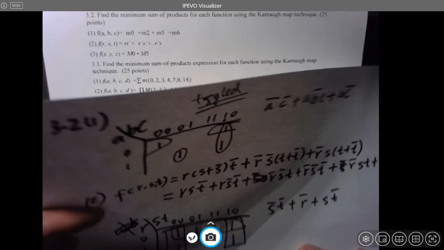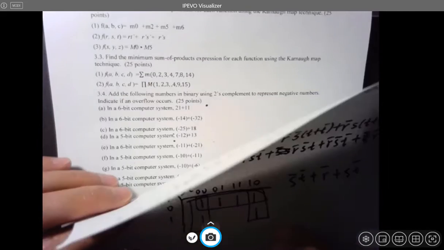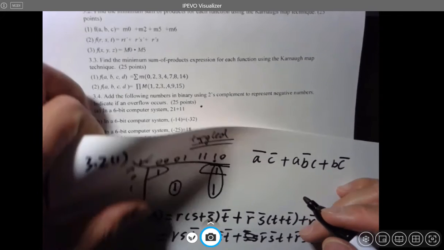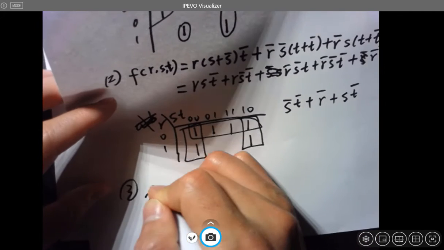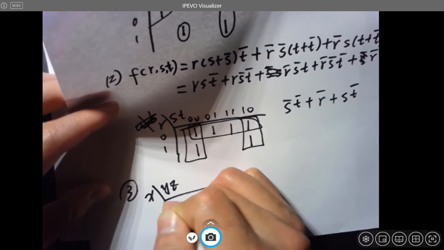And number 3. The two minterms are given, right? X, Y, Z.